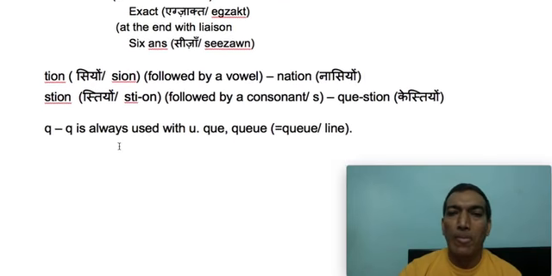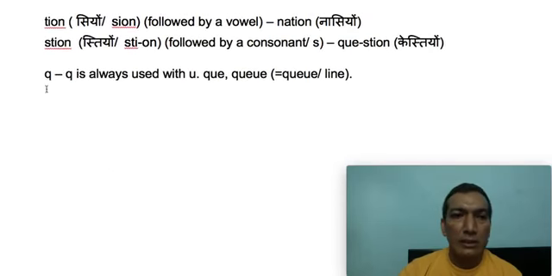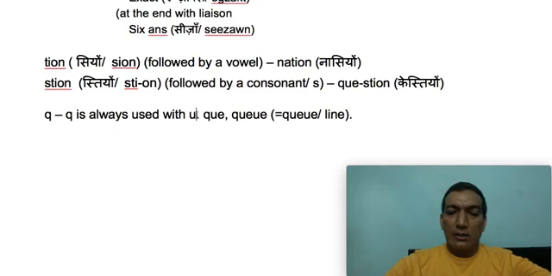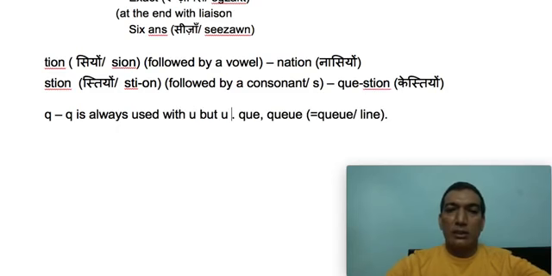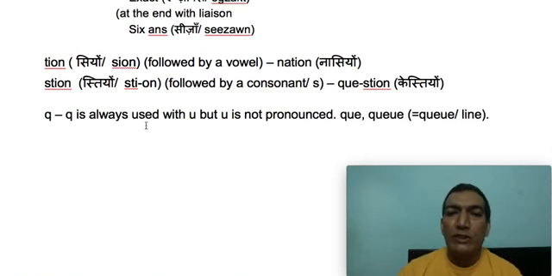Okay, and then we have the last thing here, the letter Q. So we have already learned how to pronounce this letter, but there is a particularity about this word in English also, but less. In French, it is like a rule that Q is always used with U. So Q U E, but U is not pronounced. It is just there because Q goes with U.